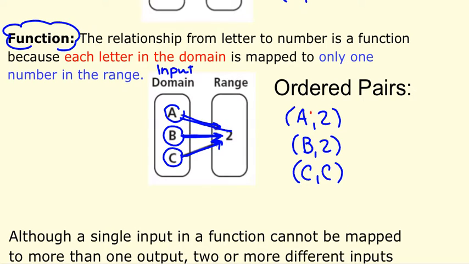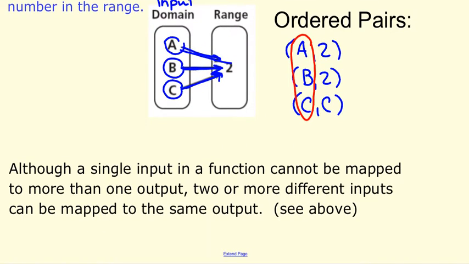What we need to see is there's no repeats here. There's a single A, a single B, and a single C. So this is considered a function. Yes, it is a function. Now let's scroll down here.